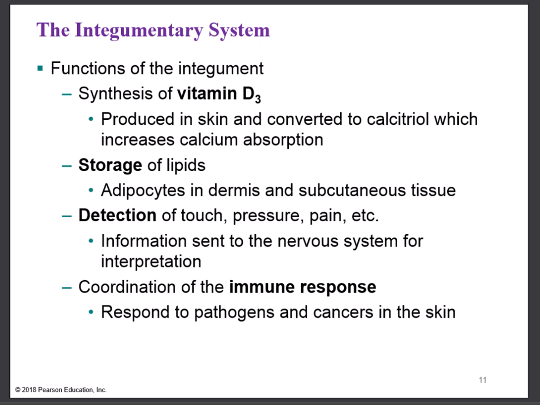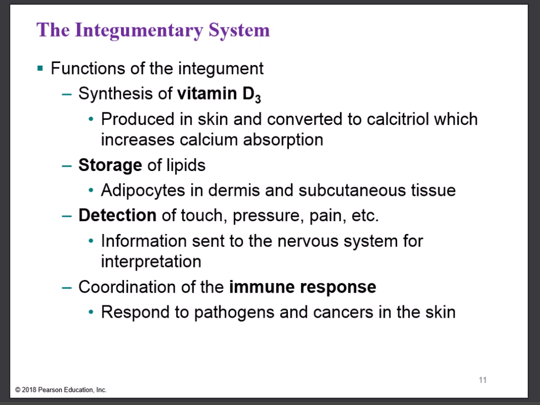The next function we mentioned already, detection. Our integument has receptors that just pick up different types of touch, pressure, pain, vibration, temperature, and all this information is relayed to the nervous system for interpretation.